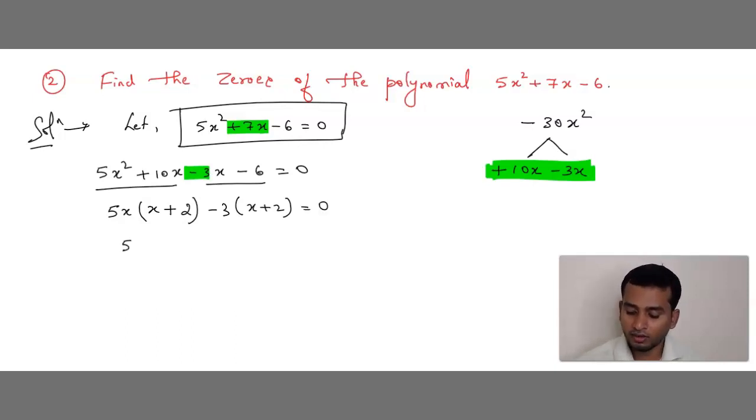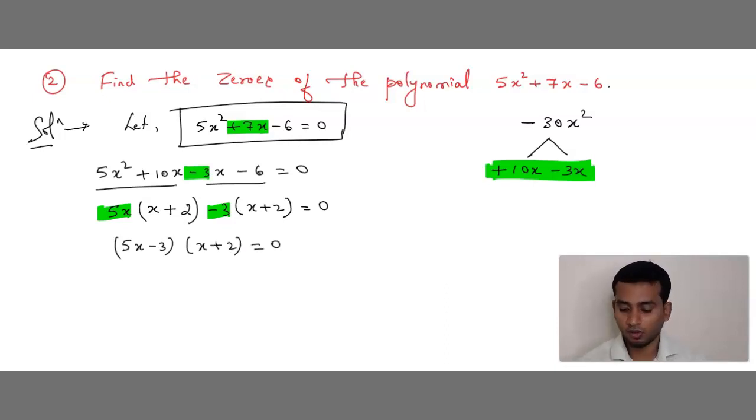What is outside? 5x. What is outside? Minus 3. I am taking these two terms outside. Here 5x is out and here minus 3 is out. So I have taken the two terms as one pair. Again x plus 2 as one common. That is equals to 0. Then 5x minus 3 is equals to 0 and x plus 2 is equals to 0.